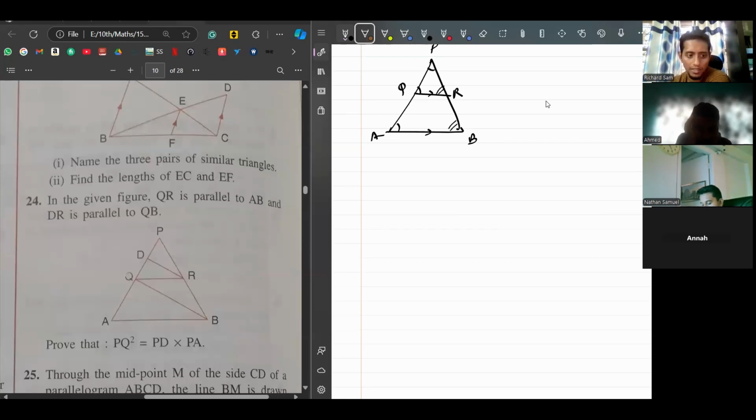Okay, then the next you have is DR. DR is parallel to QB. So for that, we can look at this triangle like this.